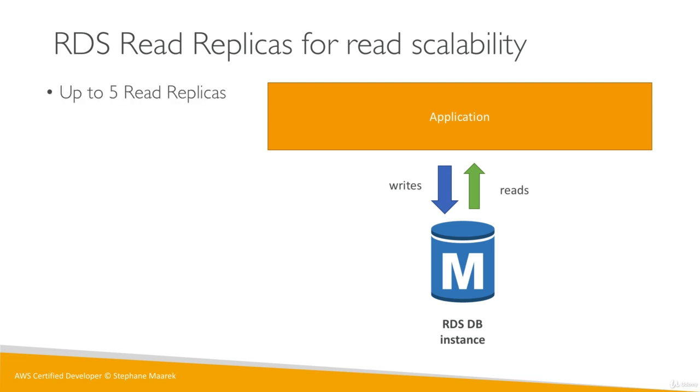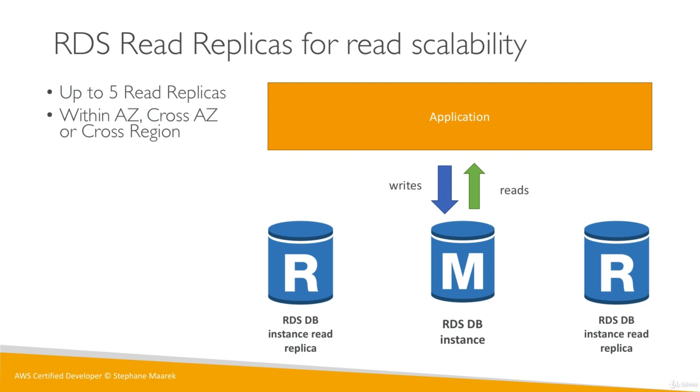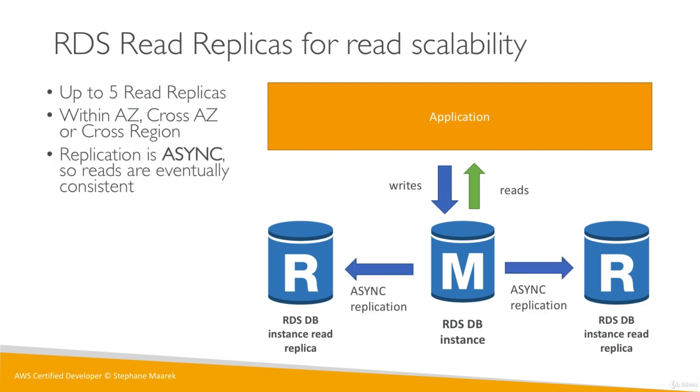What happens is that you can create read replicas. Using this feature, you can create up to 5 read replicas. These read replicas can be within the same availability zone, or cross availability zone, or cross region. So you can create an RDS instance replica right here, one right here, and it turns out that the replication of the data between the master instance and the replica instance is asynchronous. Asynchronous means that the reads will be eventually consistent. So when you write to the master, there will be a small lag, a small delay between when the write happens in the master and when it is replicated to the replicas. Okay, so this is something you should know.